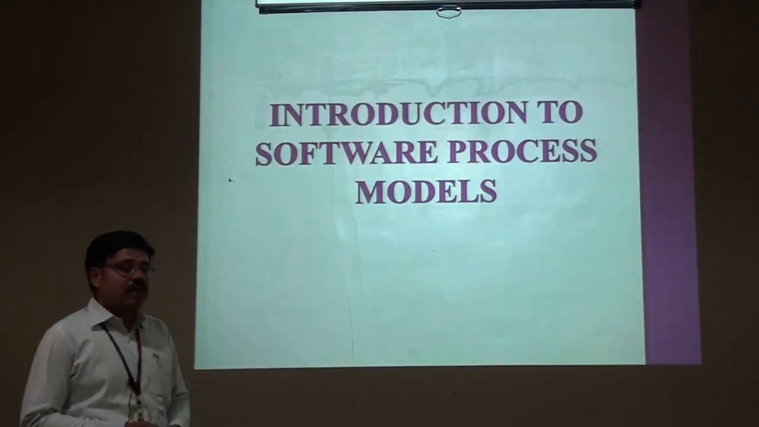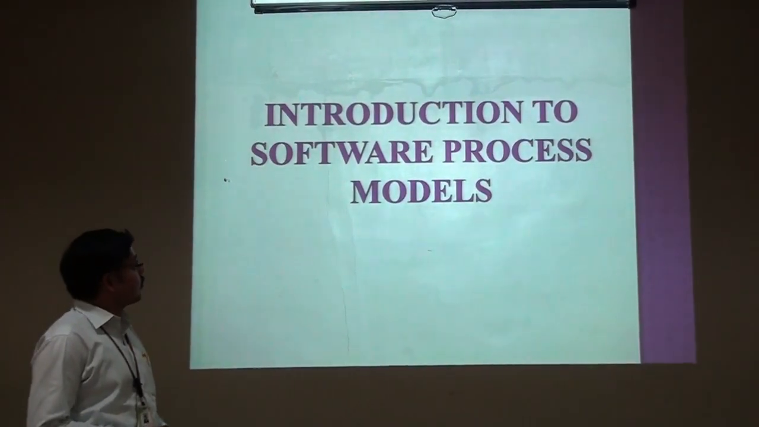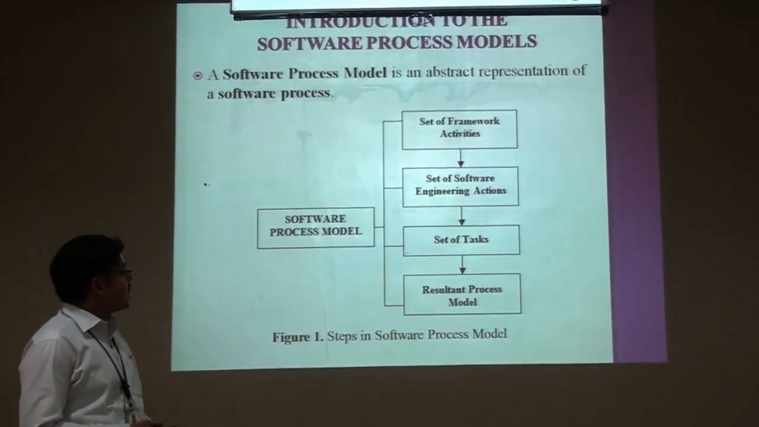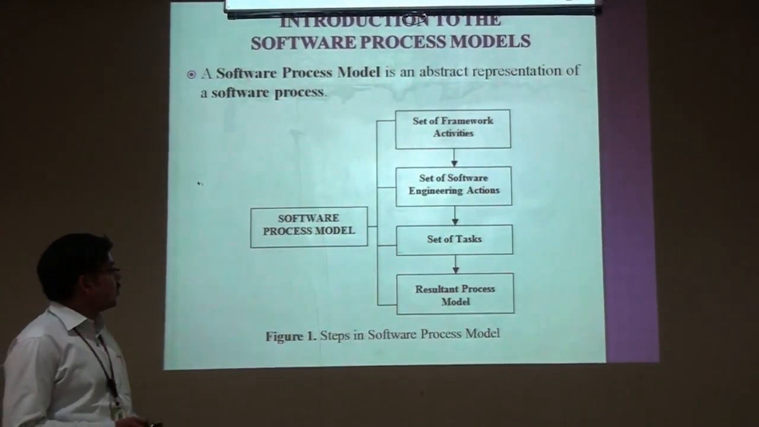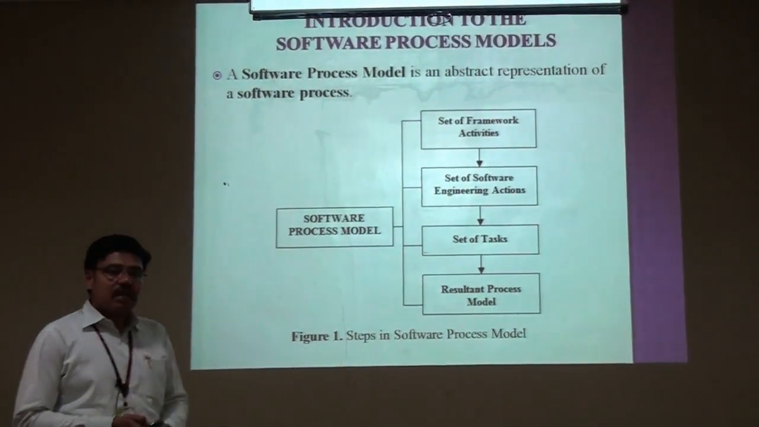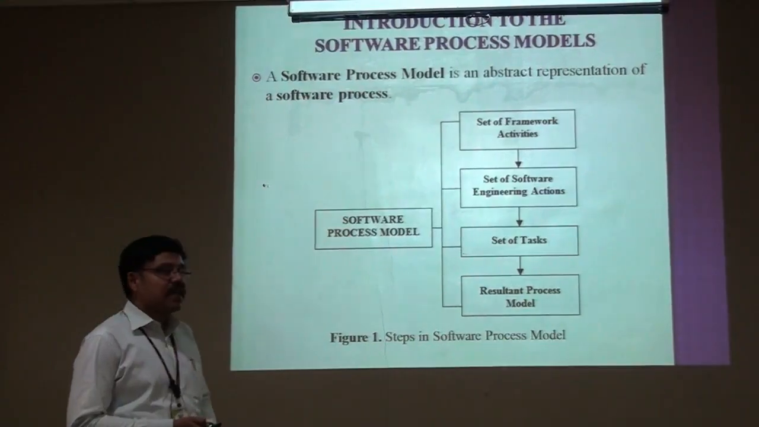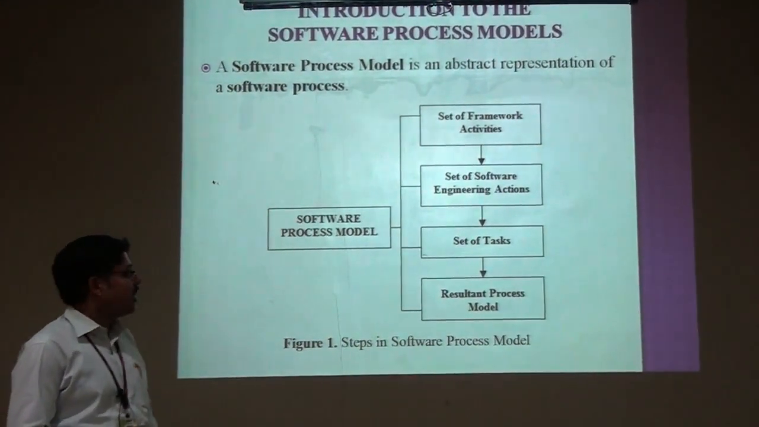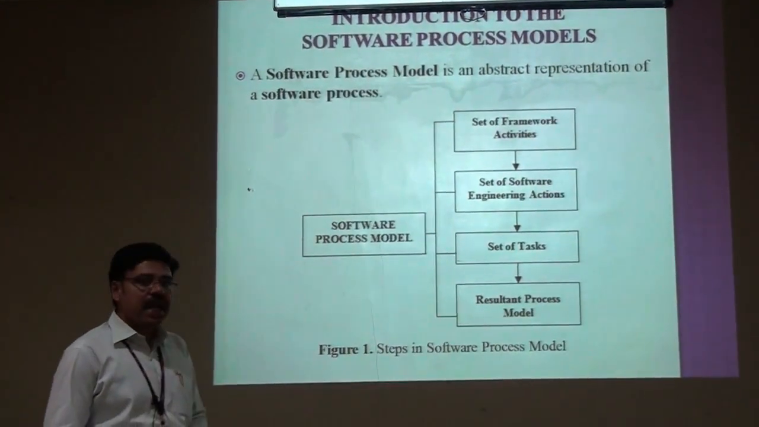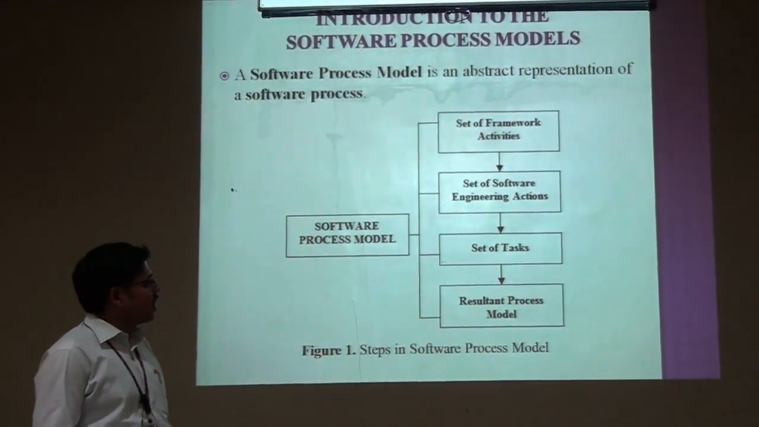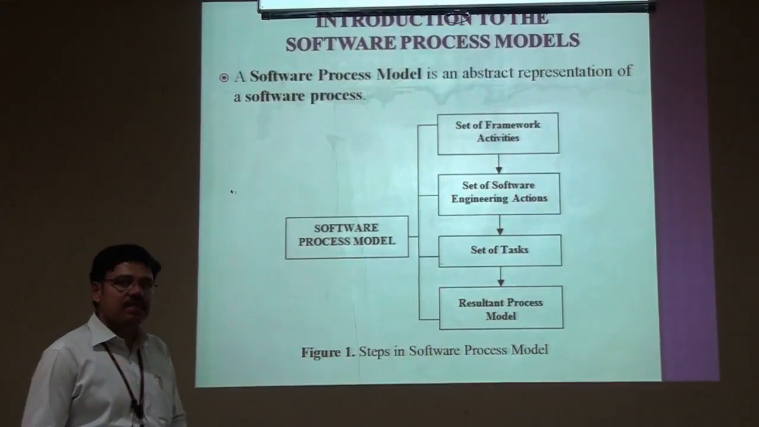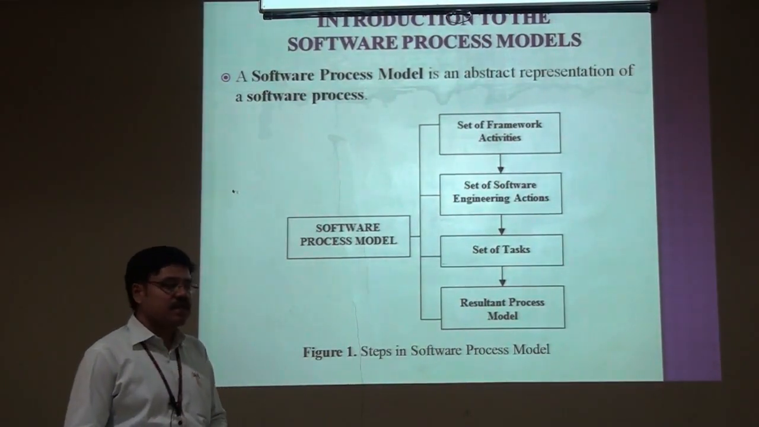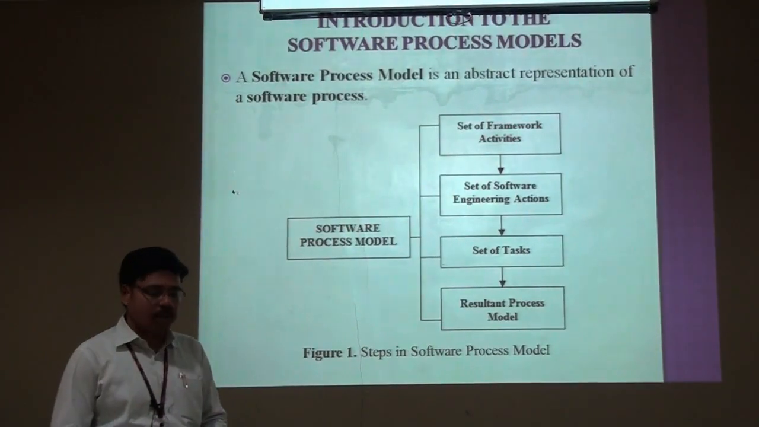So, introduction to software process models. A software process model is an abstract representation of a software process. Every software organization defines a unique set of framework activities. For every framework activity, a set of software engineering actions will be well defined. For every action, a series of tasks will be carried out, and finally we will be applying the resultant process model in order to come out with a quality product.